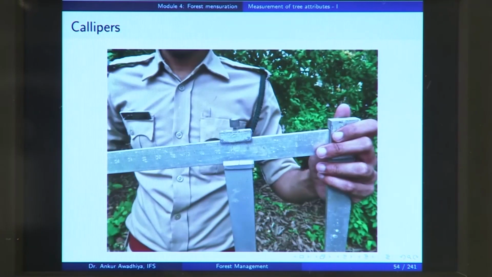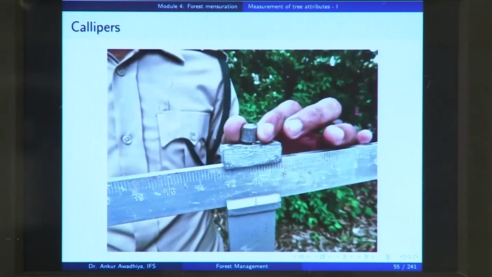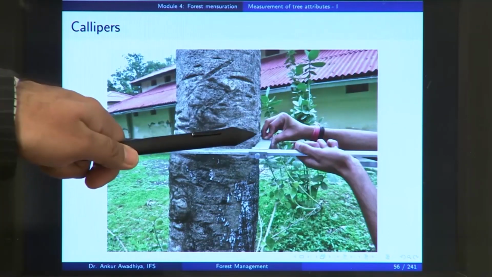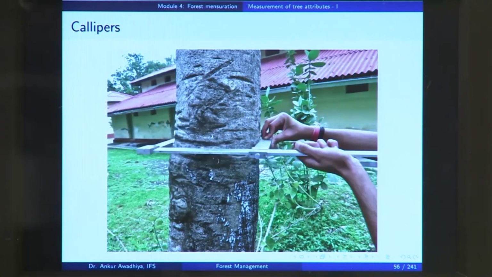So, this is how the calipers look physically, and this is the locking screw. So, how do you take the measurement? You put the caliper in such a way that your tree is coming between the fixed jaw and the movable jaw. Then you move the movable jaw such that both the jaws are able to touch your tree at the designated breast height, and then you take the measurement directly from the scale.